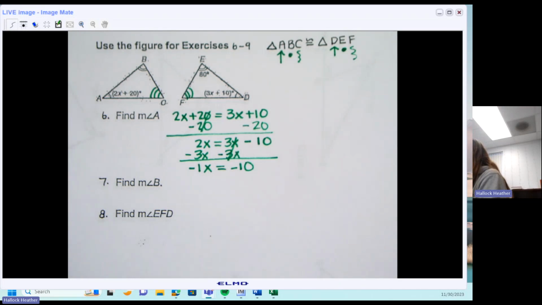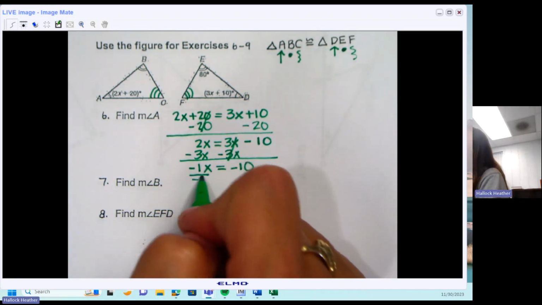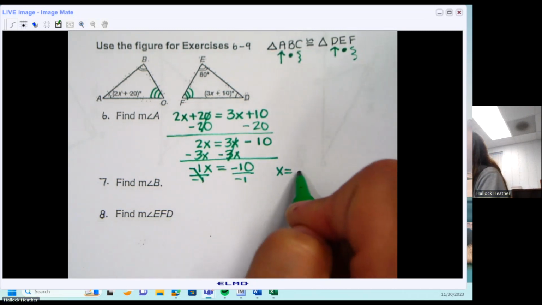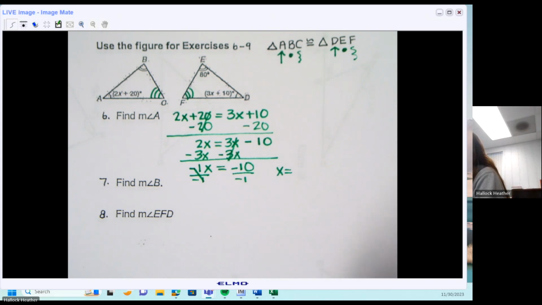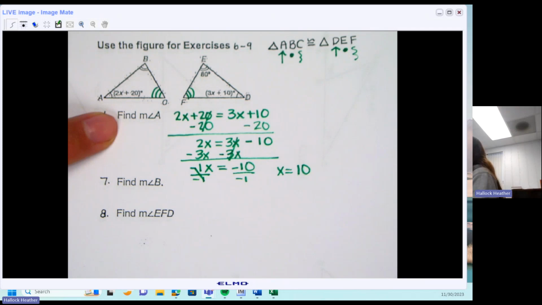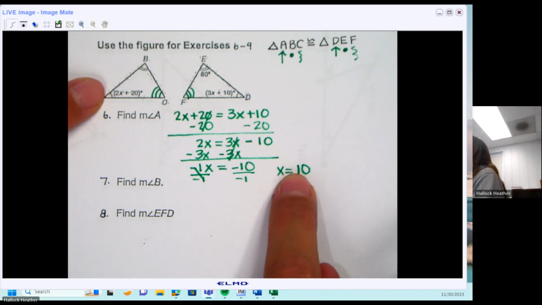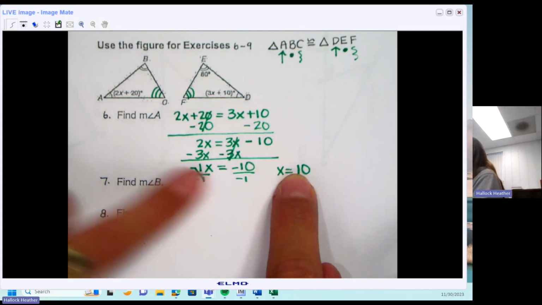And then what's my last step? Divide, yeah. So divide by negative 1, divide by negative 1. So what does x equal? 10. So they want to know the measure of A. A is 2x plus 20. So what do I have to do with 10? Plug it in. So we're going to substitute it back in.